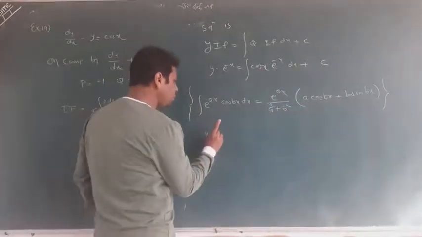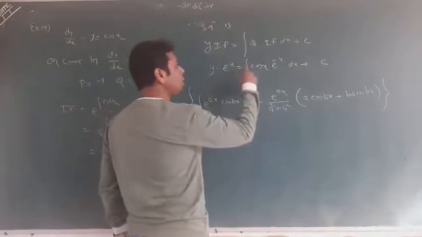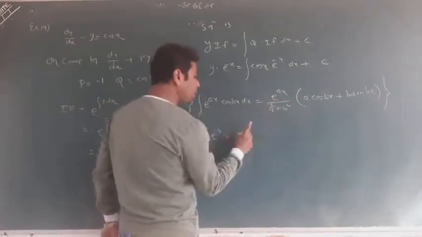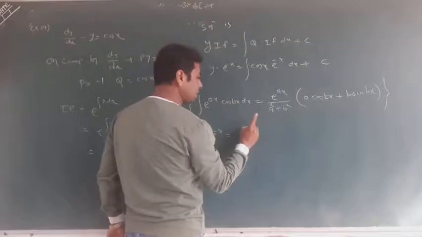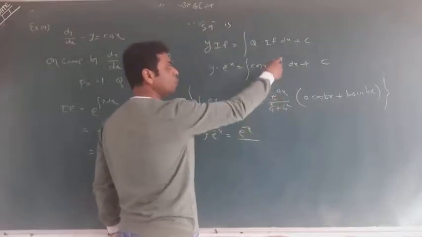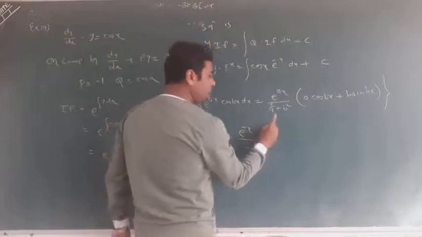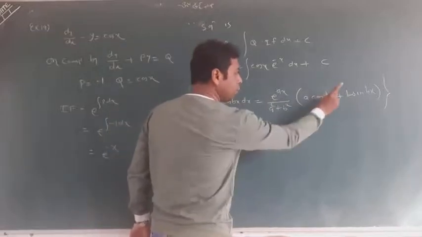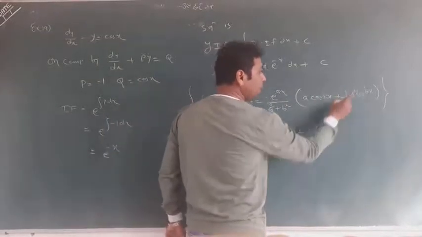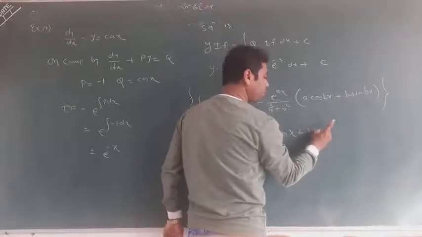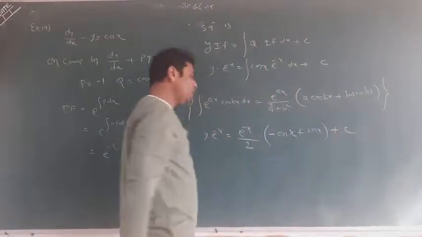So y e to the power minus x is equal to, using the formula, e to the power ax, meaning minus x. A is equal to minus 1 and b is equal to 1. So minus 1 square and 1 square is 1 and 1, that is 2. Then a meaning minus 1 cos x, b meaning 1 sin x, plus c. So this is the answer.